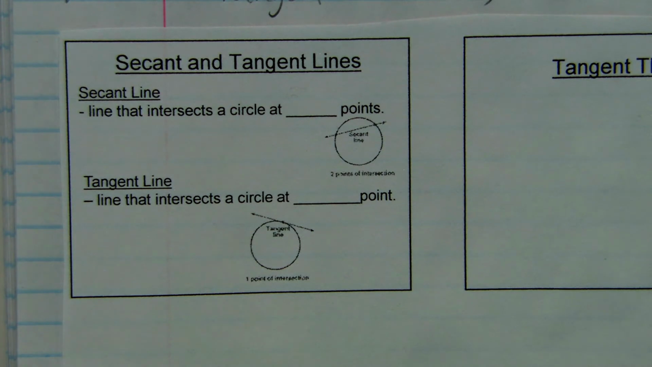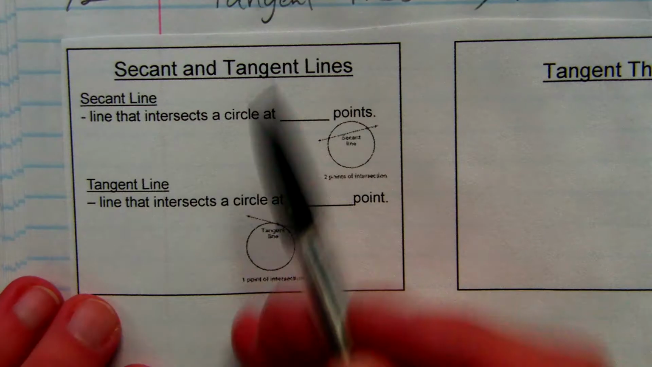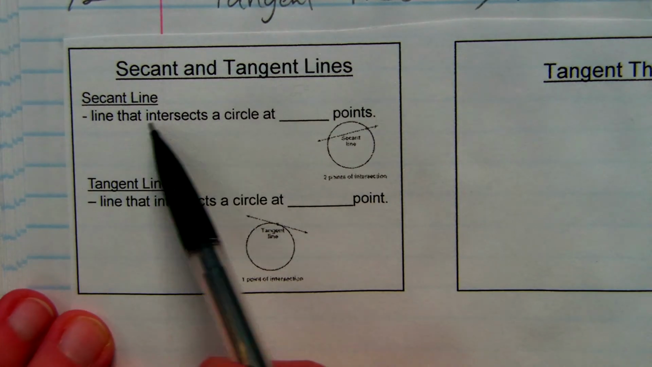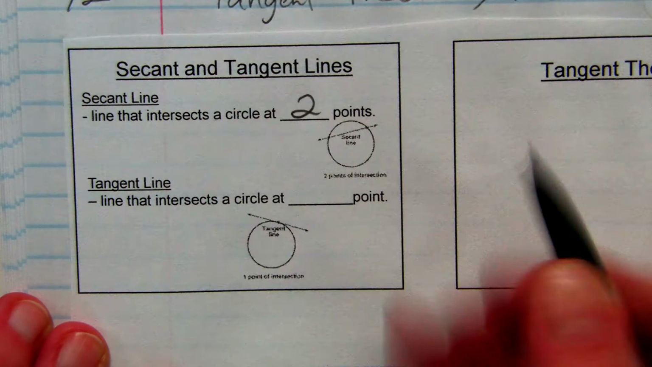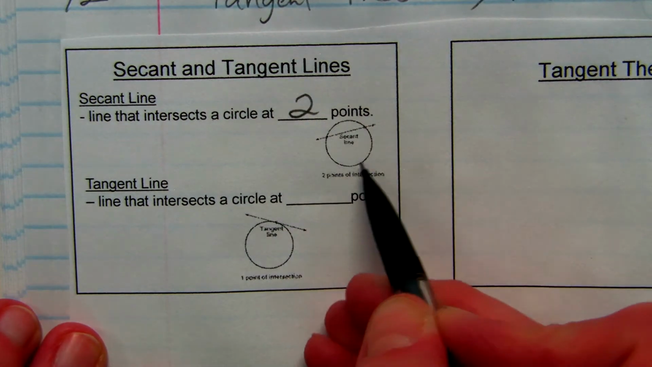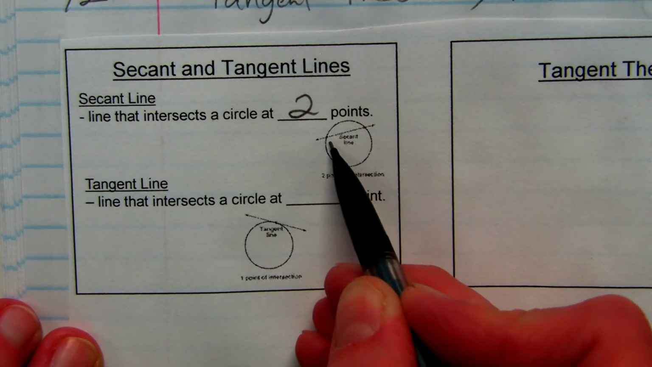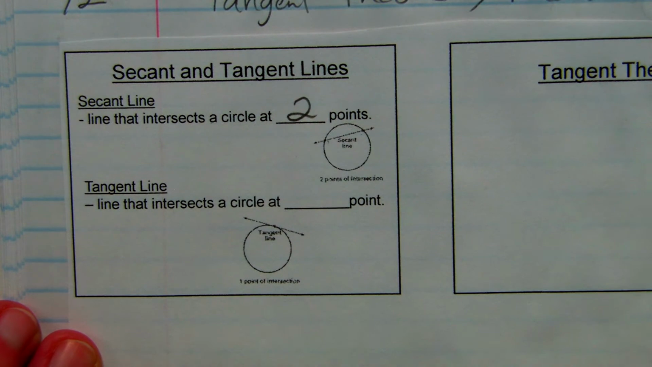So secant and tangent lines, I've told you informally what these are. This shows up in the notes at this point, so we'll just make sure we define them. A secant line is a line that intersects a circle at 2 points. So they have a picture that you can just barely see. It's going through there and there, 2 points.